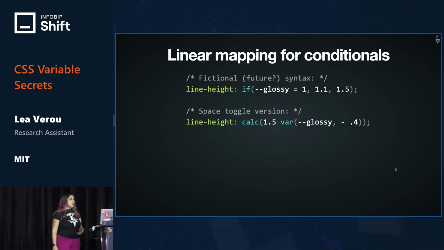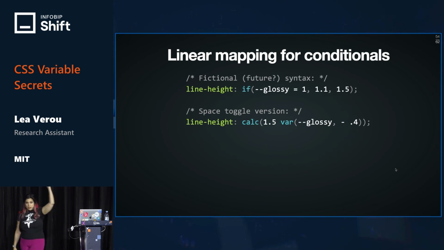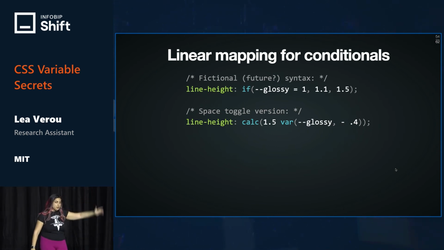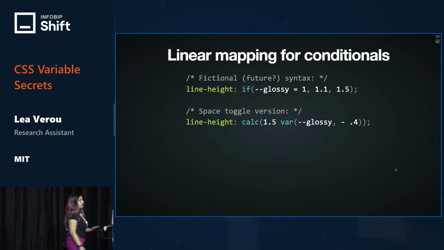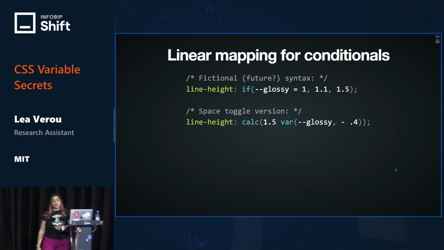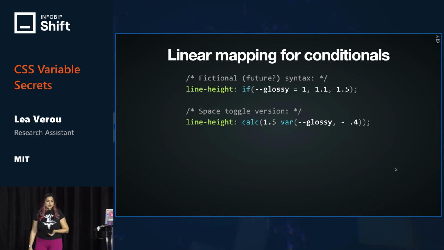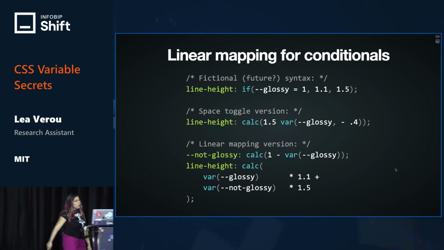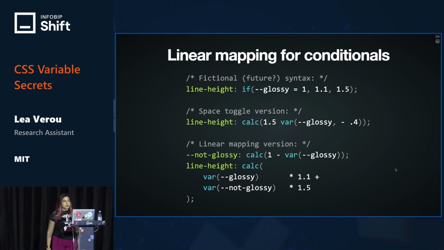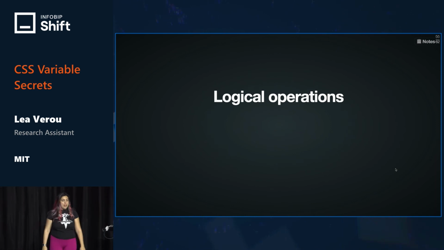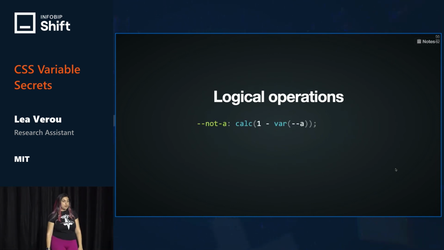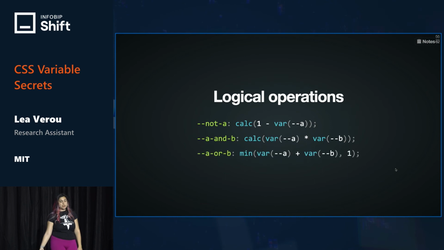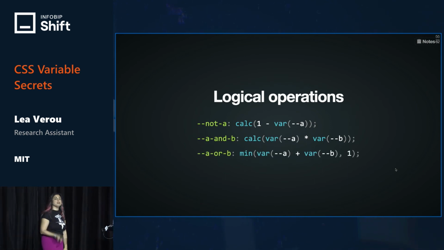In fact, here is what we're going to get in the future, an inline if function. It's going to be super nice. The space toggle version we saw earlier, where the second value was defined through its delta, and then our range mapping conditional, which I would argue is much more readable. Keep in mind, the not glossy variable is only defined once in your style sheet, and then you just use it in every conditional. And another advantage of this approach is that you can do logical operations. It's basically Boolean algebra. Those of you that studied Boolean algebra at school know how these work.